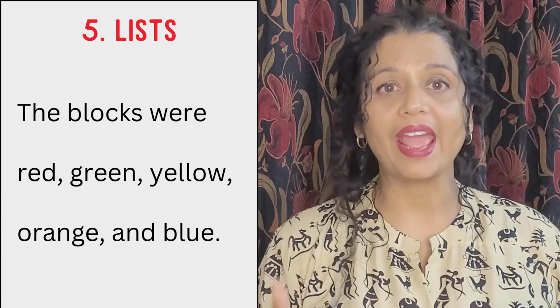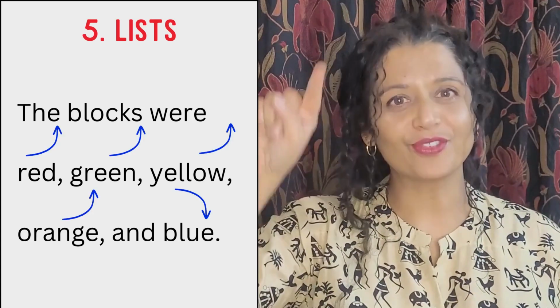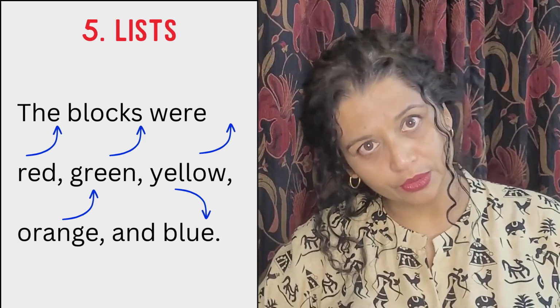Here is one more example. The blocks were red, green, yellow, orange, and blue. Red, green, yellow, orange, and blue. Okay, so rise, fall intonation.